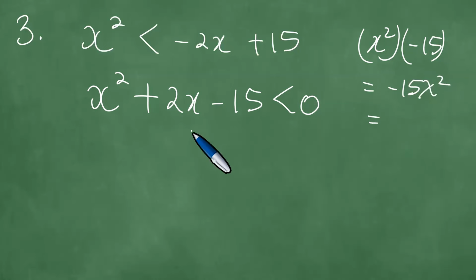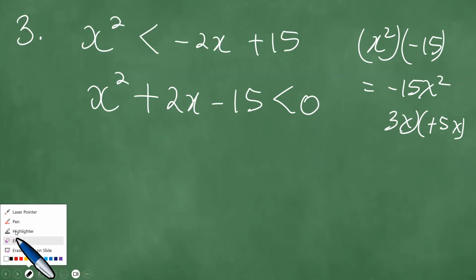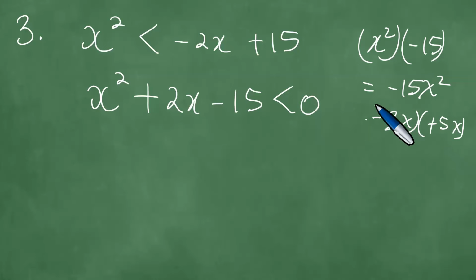It's positive. What are the factors? Positive 3 and negative 5. Well done. It's positive 3x and minus 5x. The largest number will have to take the sign, because it is plus 2x, so 5 must take the plus. And therefore, 3 will have to take the opposite, which is the negative.